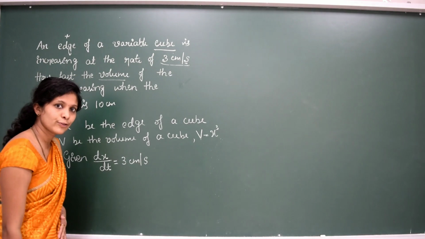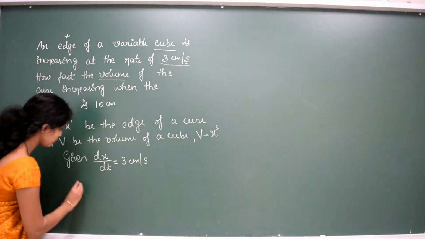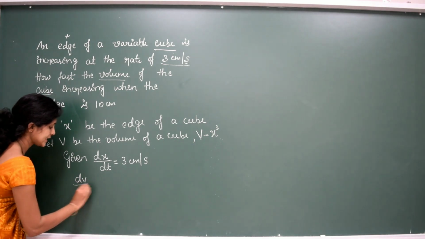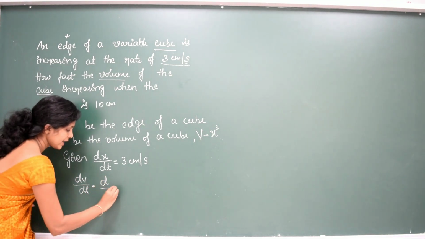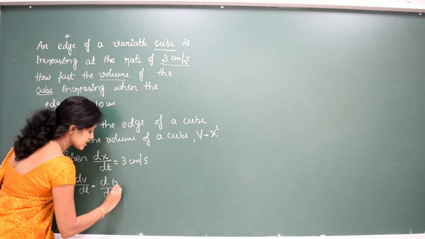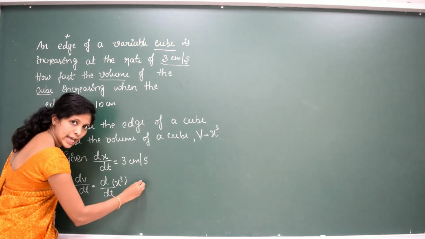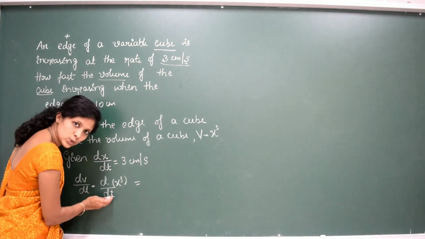Now what we have to find? Volume of a cube with respect to time. So we need to find dV by dt. Is it clear? So dV by dt is equal to d by dt of volume of a cube, which is given by x cube. We'll substitute here x cube. Now you have to differentiate x cube with respect to t.